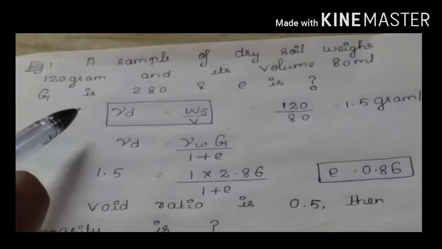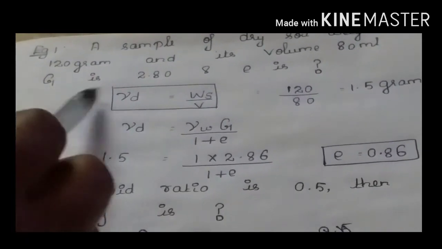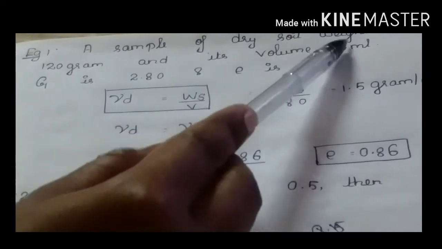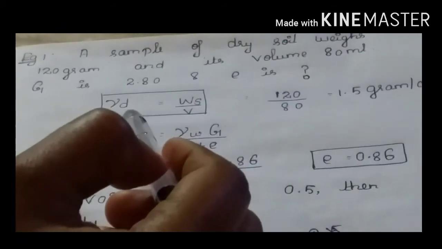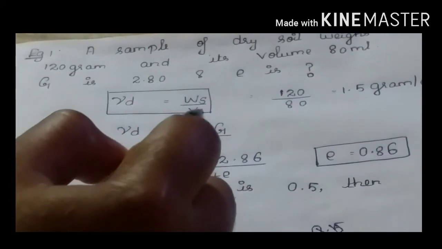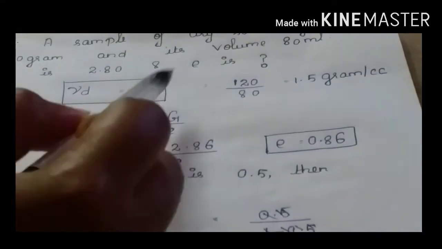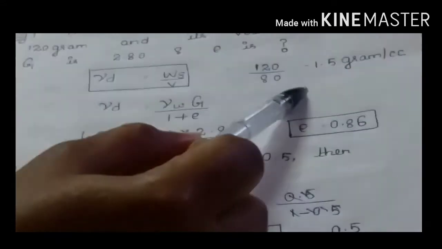A soil weighs 120 gram and its volume is 80 milliliter. G, that is specific gravity, is given as 2.80, and they ask the void ratio. They have given the weight and the volume, so we can find unit weight easily. It is a dry soil, so dry unit weight is equal to weight of the solid to the total volume. Weight they have given, volume also they have given, so that you can find gamma d easily.